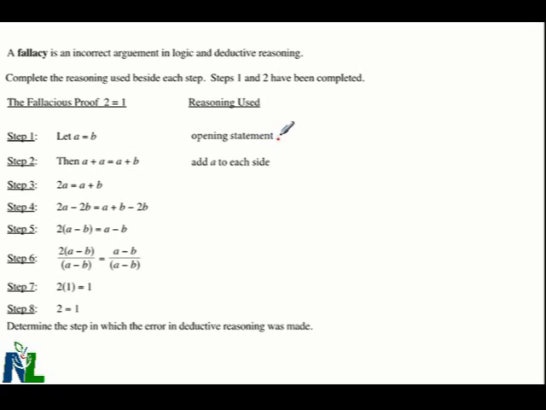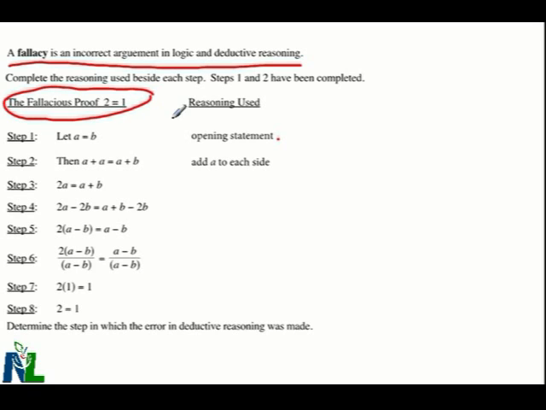In this video, we're going to look at how a fallacy or an incorrect argument in logic or deductive reasoning can actually result in creating proofs that we would know to begin with are not true. So here's an example of the fallacious proof 2 is equal to 1. Now, we know that that's not the case, but mathematically, we're just going to have a look at how we might try to prove this, and then we're going to go back and see if there is an error somewhere along the way that results in this conclusion.